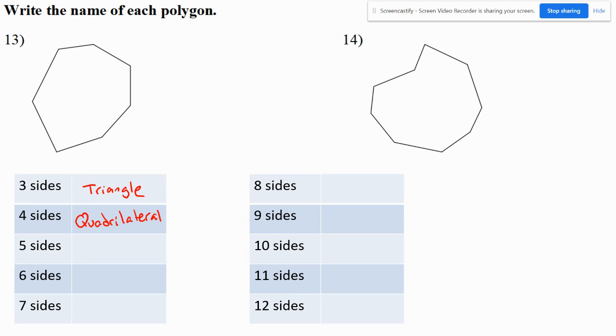Now, starting at 5, we're going to be using the word gon at the end, for polygon. For 5 sides, you can think of a building in Washington, D.C. that has 5 sides. That building is called the Pentagon. Penta means 5, so pentagon means 5 sides. For 6 sides, we're going to use the word hexagon. For 7 sides, we're going to use the word heptagon.